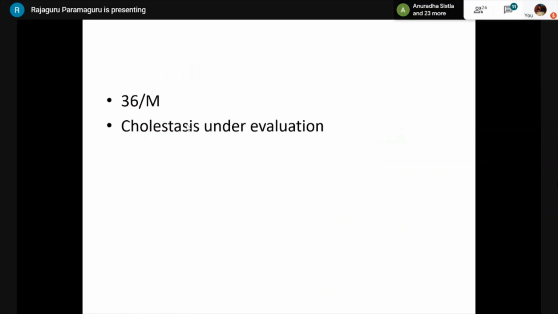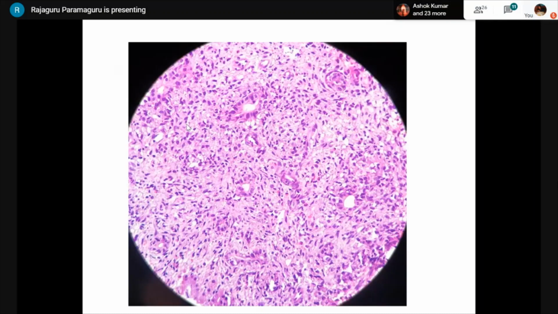So there is another case, 36-year-old male, cholestasis under evaluation. Okay, I think Dr. Bala, please don't answer for this. Someone else can answer. This is the low power image of the portal area.